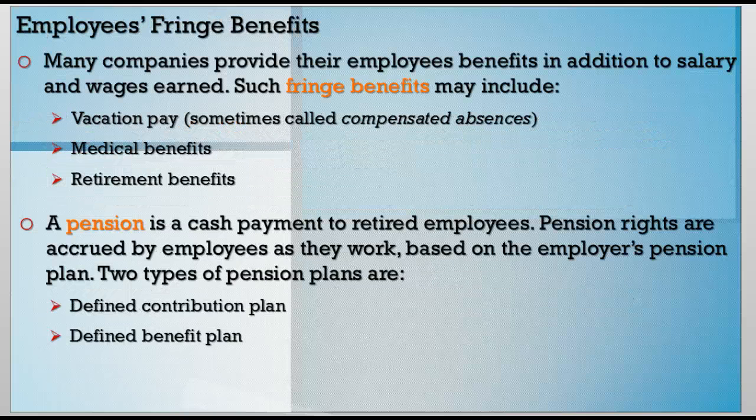Other areas that could be considered current liabilities would be employees' fringe benefits or pension plans. Again, both of these may just be the current portion. Most of the time, these are what they call accrued. They may not have occurred yet in the year, but we know that they will, such as vacation pay. And we'll look at how to accrue vacation pay.